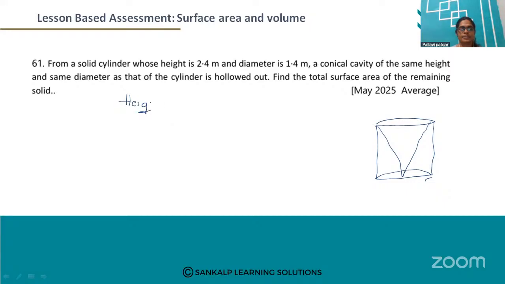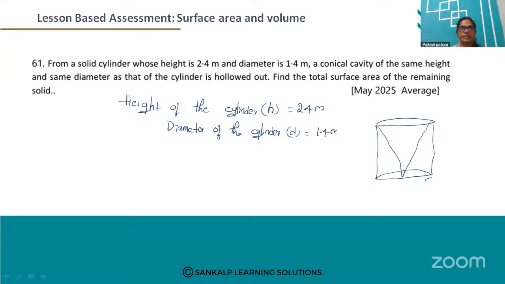So here height of the cylinder is 2.4 meter and diameter of the cylinder is given 1.4 meter. So radius is equal to d by 2. This means 1.4 divided by 2. This is equal to 0.7 meter.